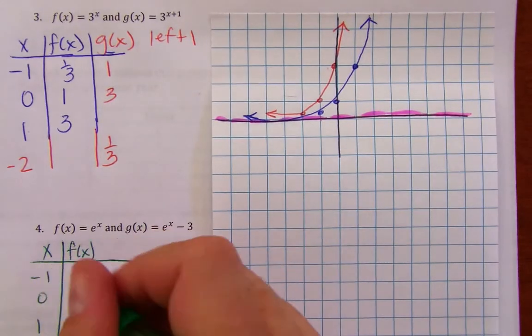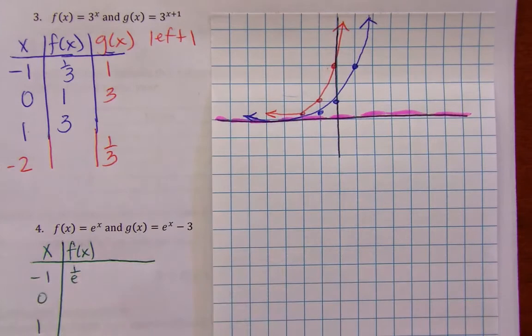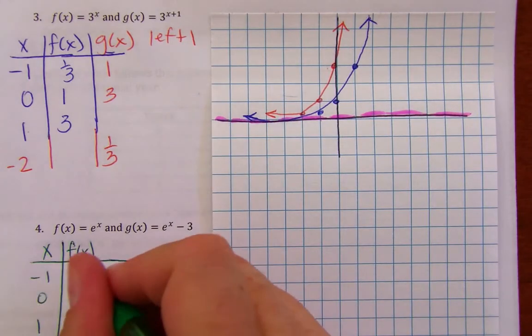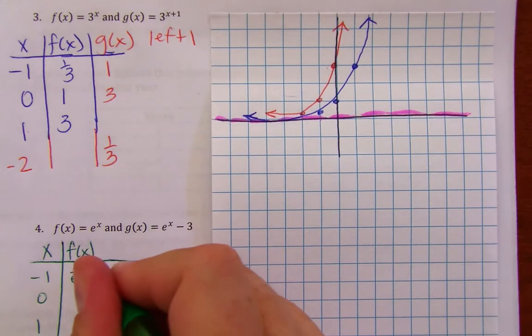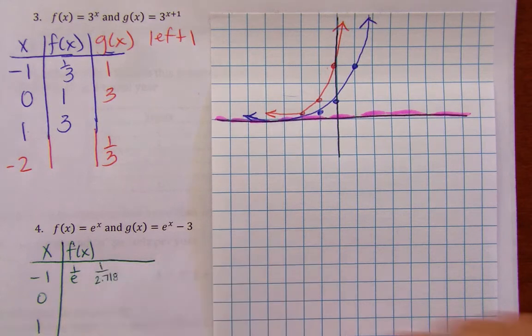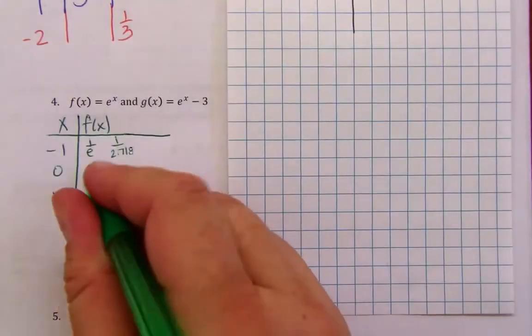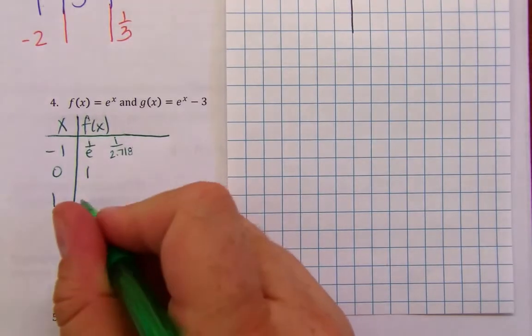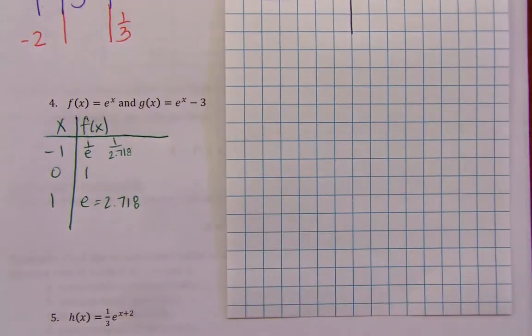And when I plug in -1, I have 1/e. Okay. And that's like 1/2.7, so it's a little bit less than 1/2. Okay. Now when I have 0, well, anything to the 0 power is just 1, and then plugging in 1, I have e, which is 2.718.